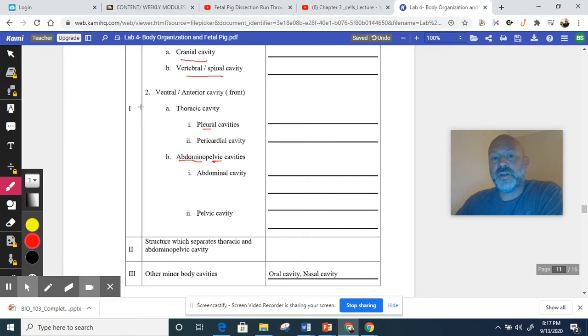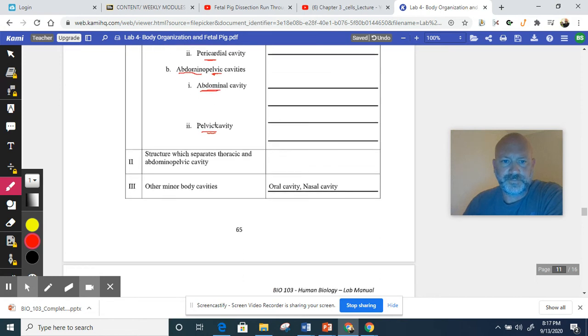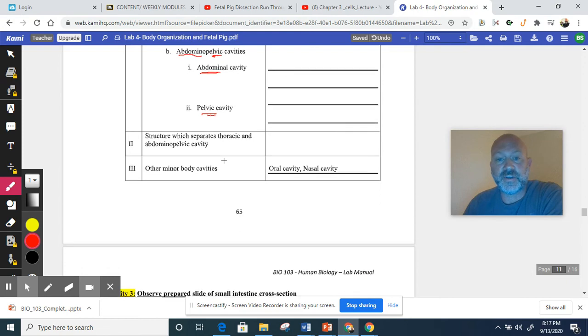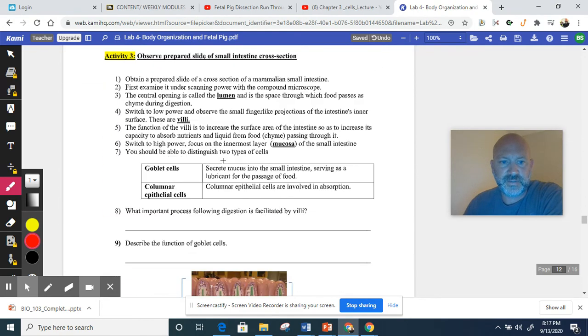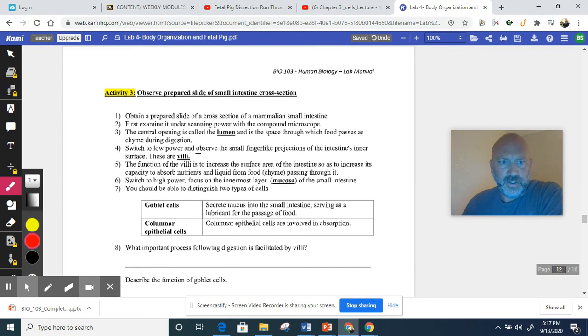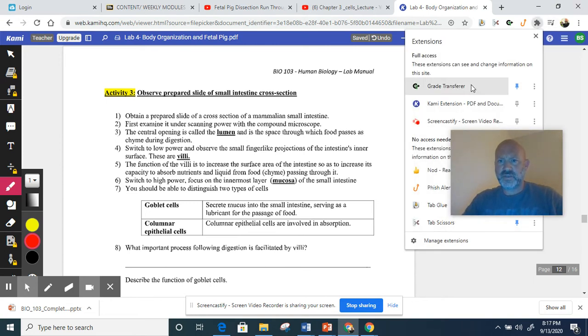So what organs are pleural? Which ones are pericardial? What organs do we find in the abdominal cavity? Both of these are thoracic. The abdominal cavity, and then what organs do we find in the pelvic cavity? And then which structure separates the thoracic cavity from the abdominal cavity? We mentioned that a couple times. All right. So what I want to do here is just talk about very briefly.